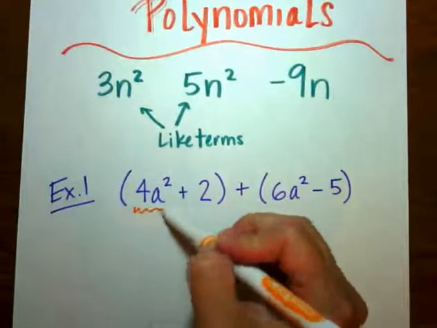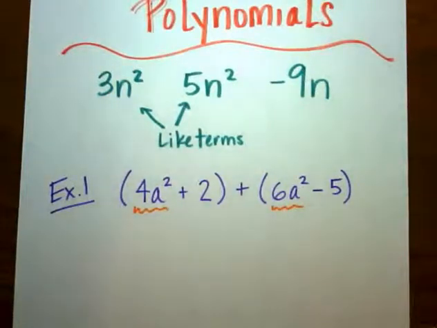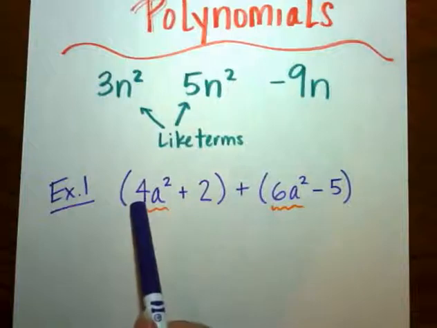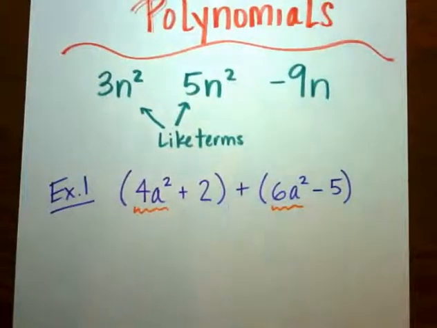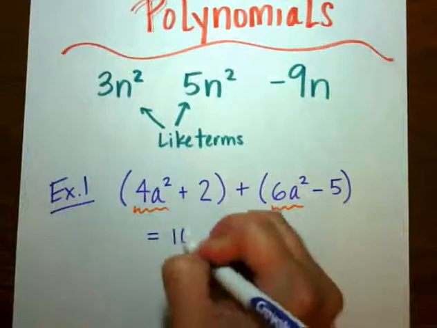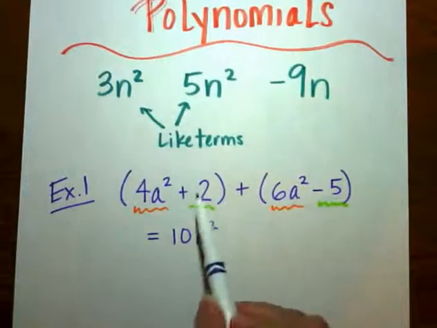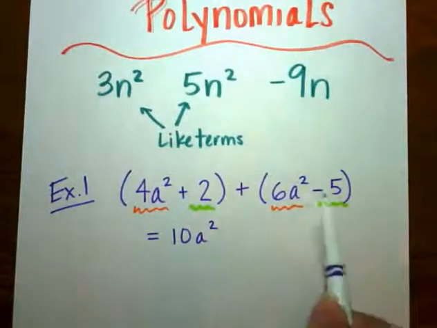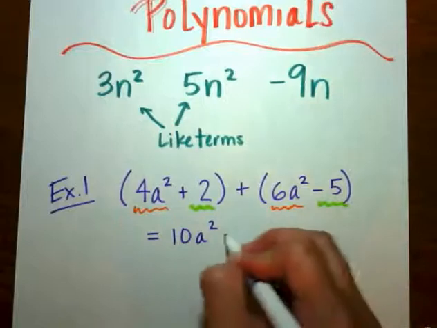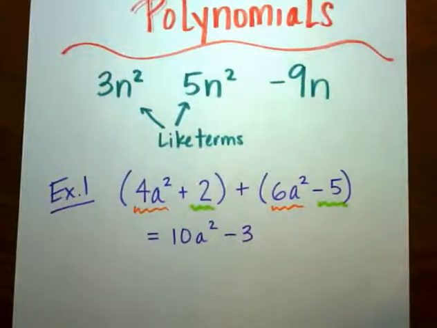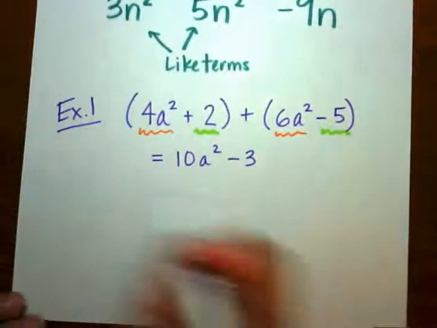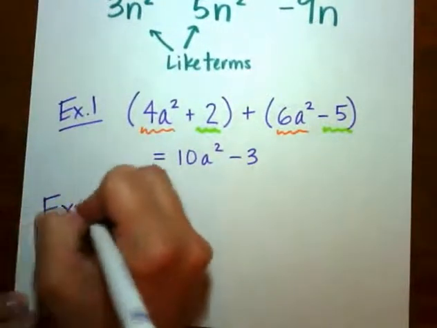So I see that those two are like terms with each other, and I'm adding them. So 4a squared plus 6a squared is going to equal 10a squared. And then I also notice that this and this can be combined together because those are like terms. So we have a positive 2 plus a negative 5, and when we combine those together, we get a negative 3. All right, let's try a subtracting one.